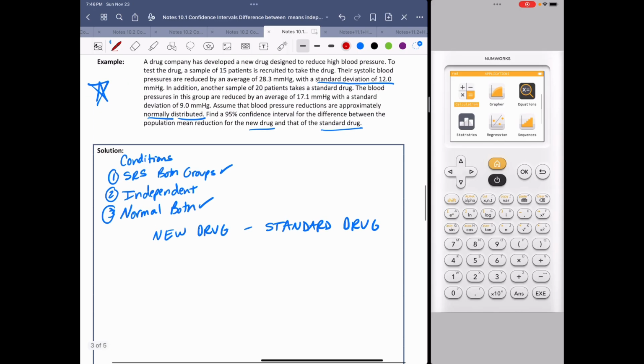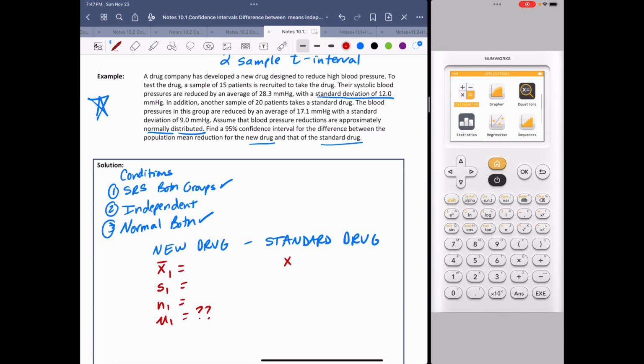But here's what I want for the new drug. I want my X bar 1, my S of 1, my N of 1. And ultimately, I want to know what's the mean of this new drug if I switch all my patients to the new drug. The standard drug, I want my X bar 2, my S of 2, my N of 2, and ultimately my mu of 2. And like I said, keep in mind we're finding a difference.